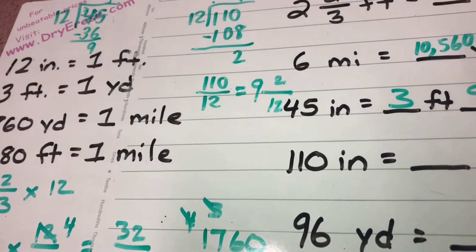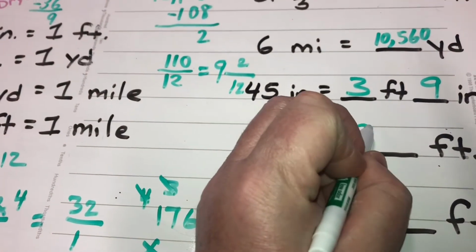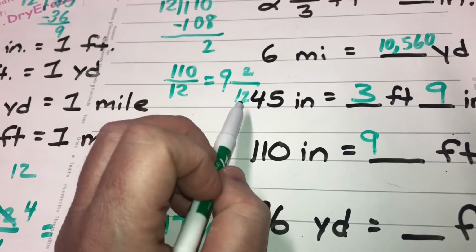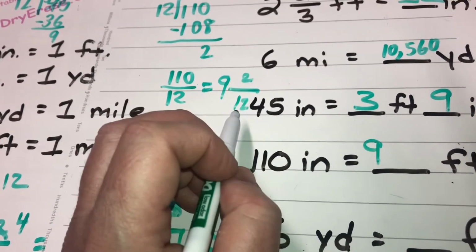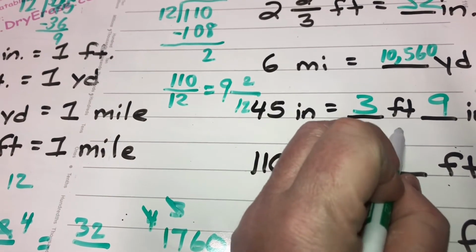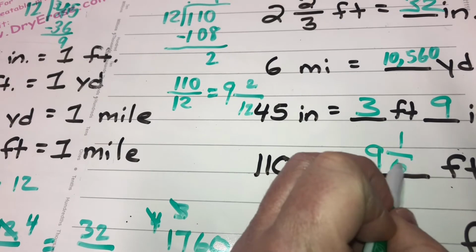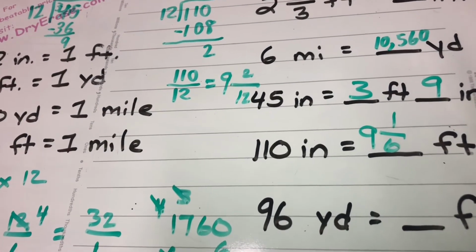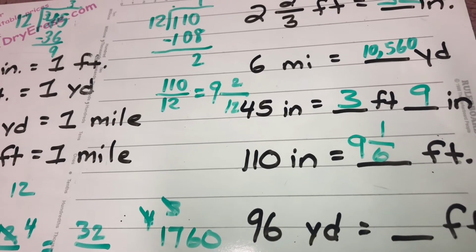I just need to make sure that's in simplest form. Of course, I'm confident with my 9. My 9 is not going to change. 2 over 12, I think they're both divisible by 2. 2 divided by 2 is 1. 12 divided by 2 is 6. I end up with 9 1/6. You need to put things like that in simplest form. That's why we put this example on there. Make sure you do it right.